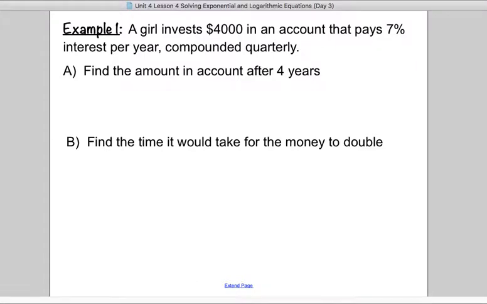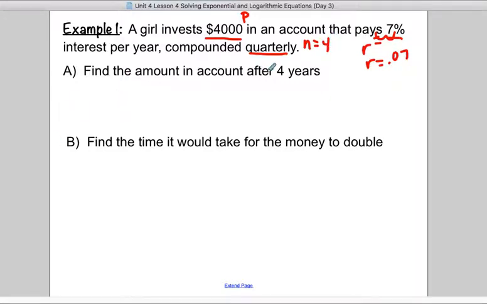Okay. So the first problem is we have a girl, she invests $4,000 into an account that pays 7% interest per year, compounded quarterly. So she starts out with $4,000, that's our P, and then R is our 7%, which we make sure we write as a decimal, so 0.07. And then it's compounded quarterly. Quarterly is 4 times a year. Okay, so it's the information we have.